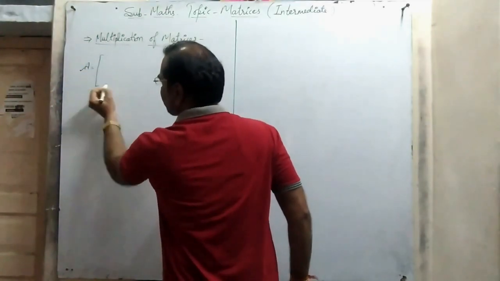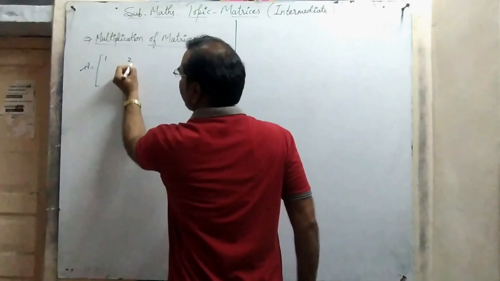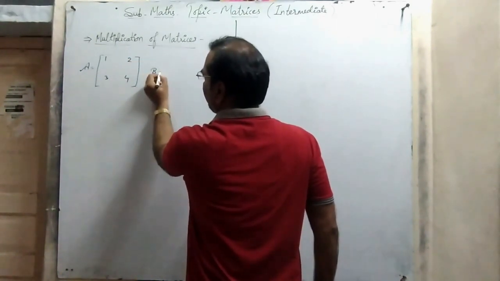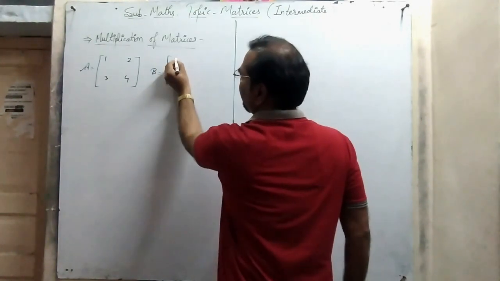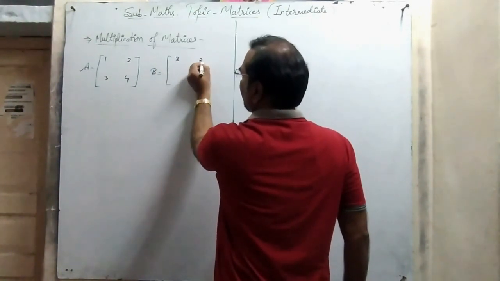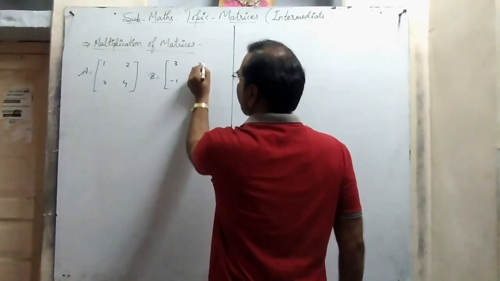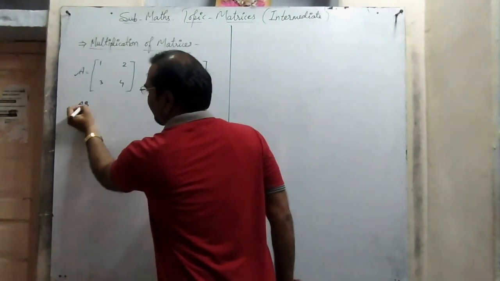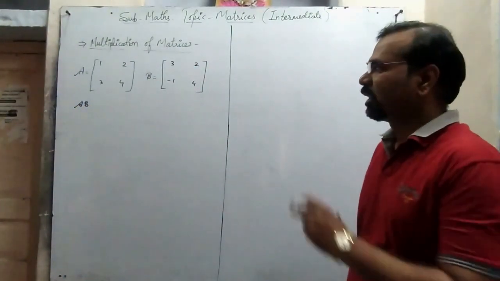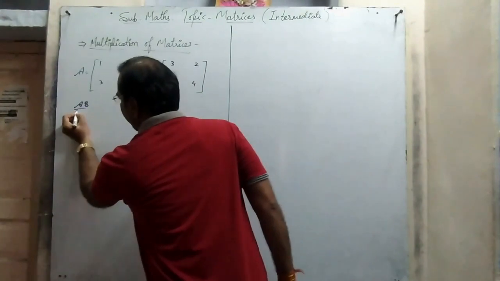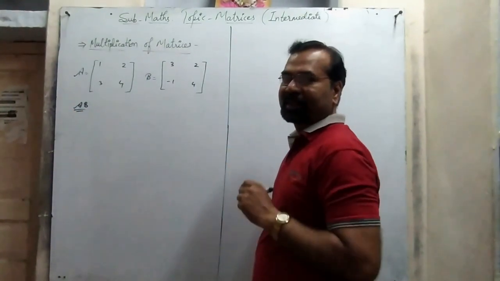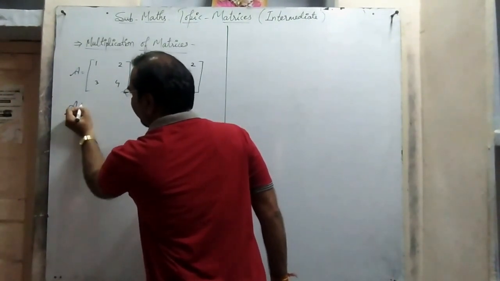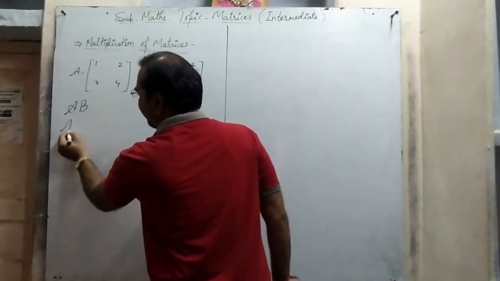Suppose you have a matrix A whose value is 1, 2, 3, 4, and the matrix B has the value 3, 2, minus 1 and 4. Then you can find the value of AB. AB means the multiplication of the matrices. How do we solve that? Okay, now the multiplication of matrices means AB. So how can we find AB?